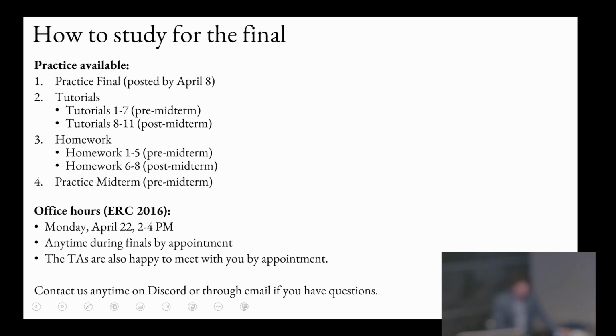You also have a lot of homework assignments with practice problems in them. All those have solutions posted you can use. I've given you the numbers there for pre and post midterm. The last thing I would do is the practice midterm. I'm sure most of you looked at that before the actual midterm you wrote. If you haven't, it's a great time also to look at that.